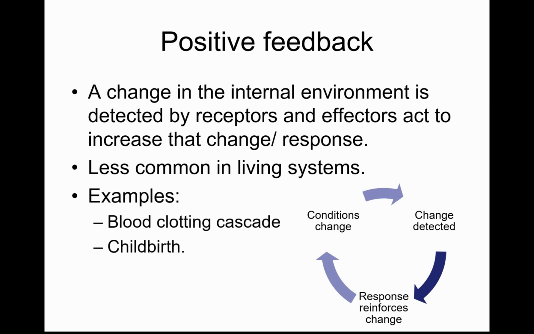Blood clotting cascade is an example of positive feedback, because the platelets lead to more platelets coming along and making that blood clot until it has clotted. And childbirth. Childbirth is a really good example, because the fetus, or the baby, pushing against the cervix stretches the cervix, which stimulates the brain to produce oxytocin. Oxytocin causes the uterus lining to contract, the myometrium of the uterus, which is the muscle layer, to contract and push the baby harder against the cervix, which stretches the cervix more, which causes more oxytocin to be released, which causes the muscles of the myometrium to contract more, and so on.